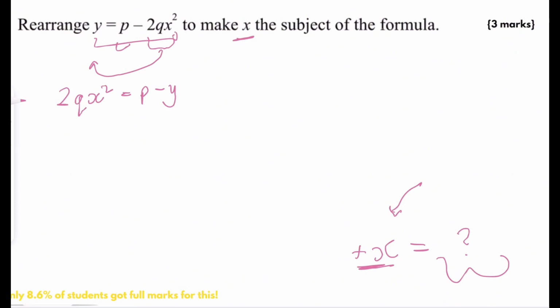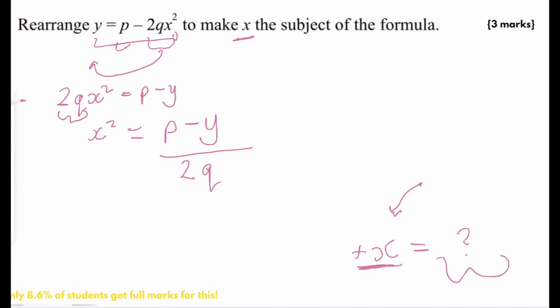Okay. Now, again, we're trying to make it look like this, x on its own. So this expression here, we have 2qx squared. Immediately, I can divide both sides by 2q, and I can get x squared by its own. Okay, so I'm going to do that. So both sides divided by 2q, that would be x squared is equal to p minus y over 2q.